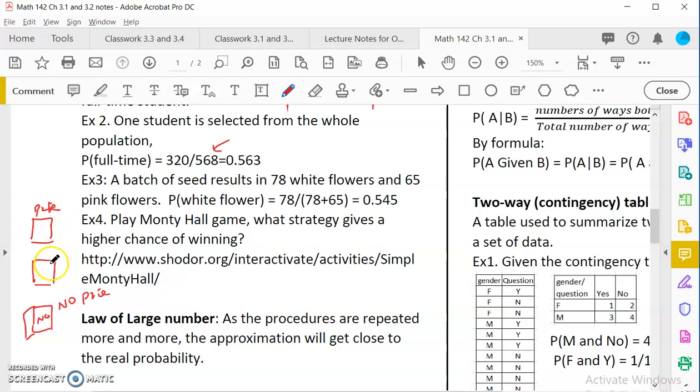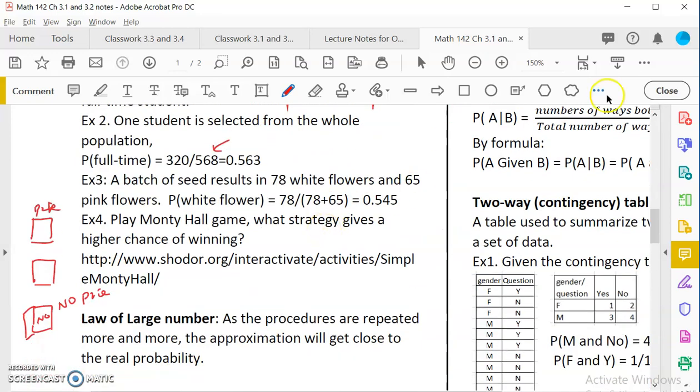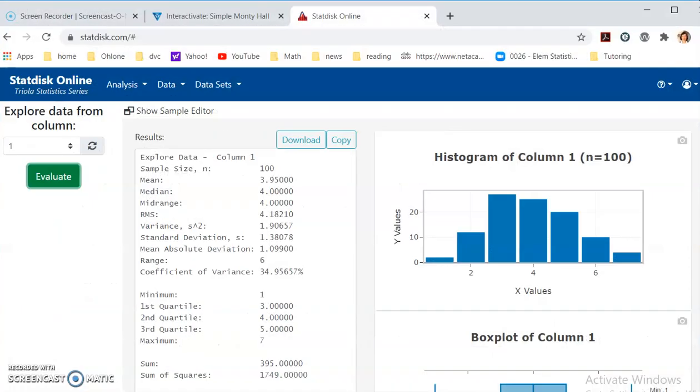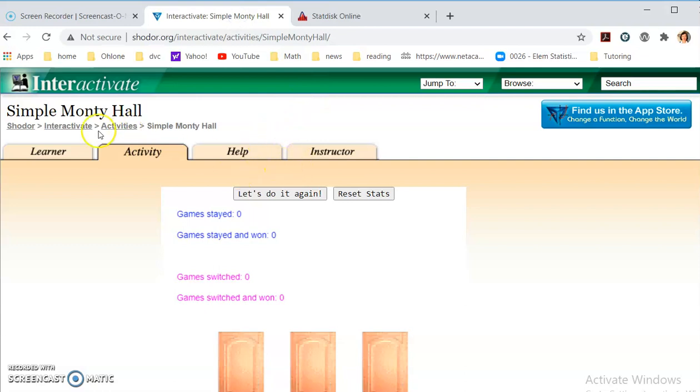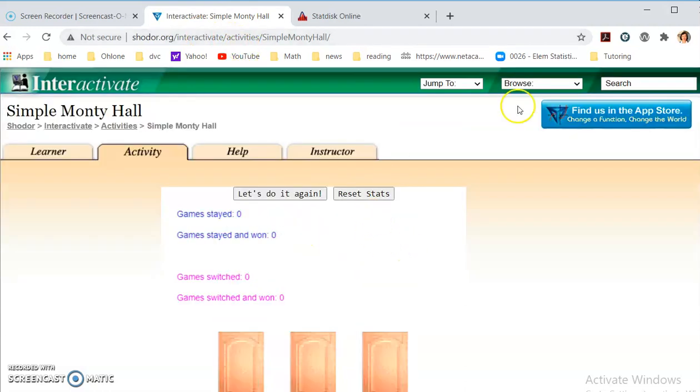So what is a better strategy? Should you always switch or should you keep the old one? So this is very difficult to calculate in terms of the total number of possible events and all those. But you can do this by doing the procedure multiple times to see which one is better. So you can actually go online. There is a simple Monty Hall game. If you Google Monty Hall games, you can see this one under interactive, I think, and then you would play it and you will see which one is better.